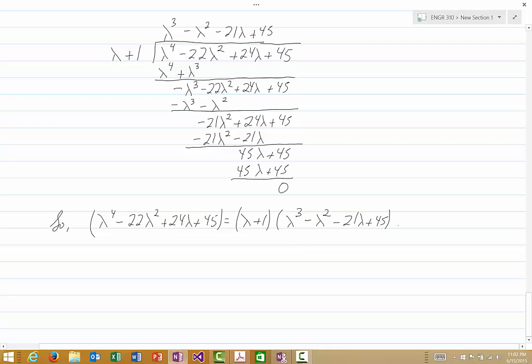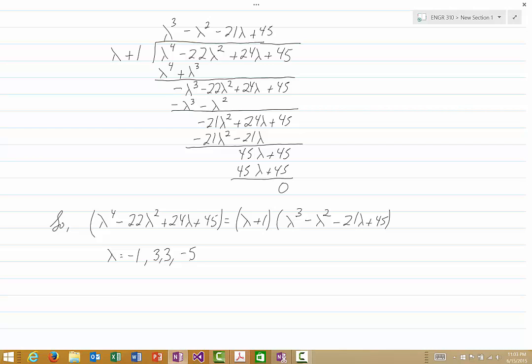And that's a big help, because instead of trying to look for the roots of a fourth degree polynomial, now we are looking for the roots of a third degree polynomial. And so that is a big help. And I'll go ahead and tell you, you could continue in this fashion, and what you will find is this: the acceptable values for lambda are negative 1, which we've already found, and then we have a repeated root of 3, and then finally we have negative 5. So those are the four eigenvalues for this matrix: negative 1, 3, 3, and negative 5.